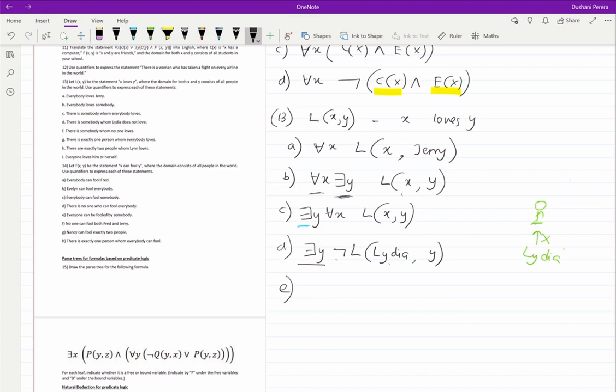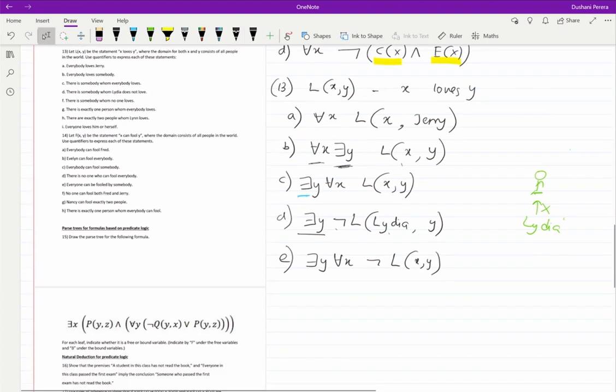Part E: There's somebody whom no one loves. So again, this is just like C and D. There's somebody, some person, this particular person whom nobody loves. So there's one person, for all X, where no one actually loves him. So there's some Y for all X where nobody loves him. Part F. There's exactly one person whom everybody loves.